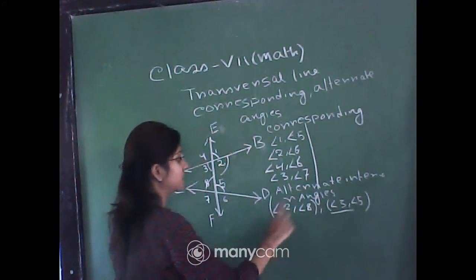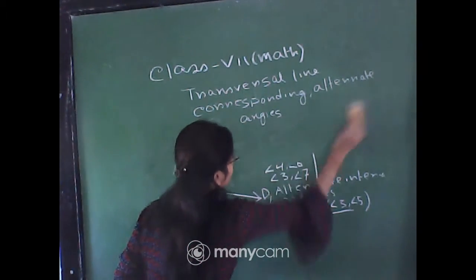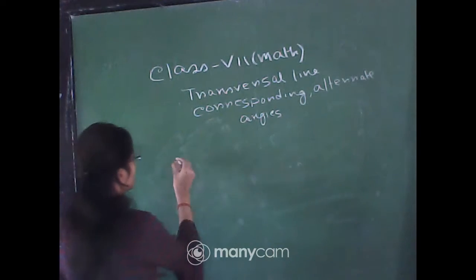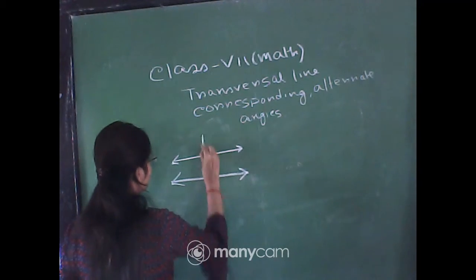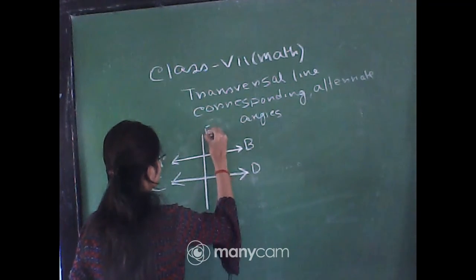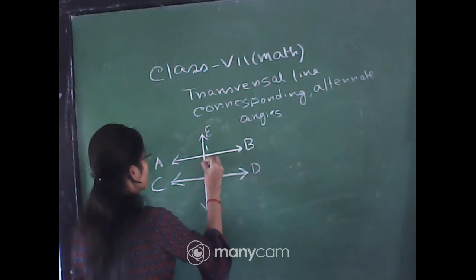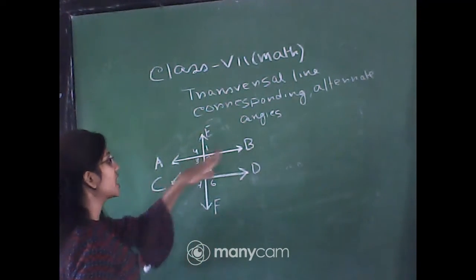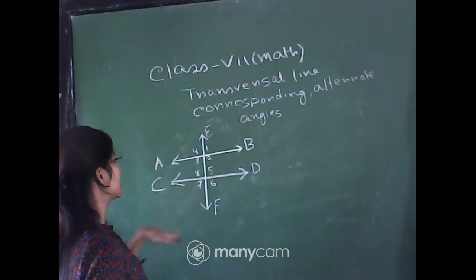And these are the alternate interior angles. Next, here AB and CD are two parallel lines and EF is the transversal line because it intersects the lines AB and CD at distinct points.